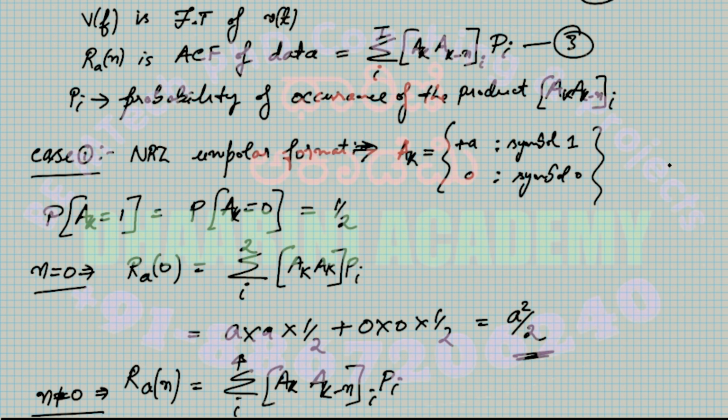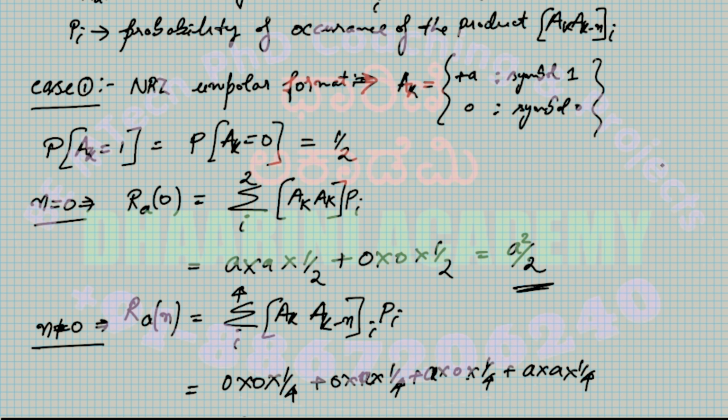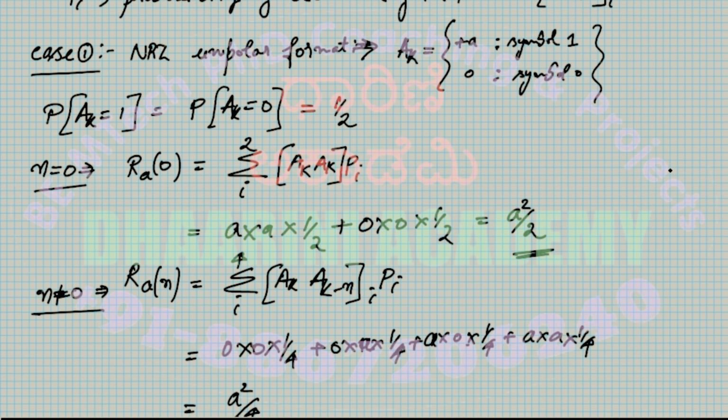Now, only very standard waveforms will be considered. The first waveform is NRZ unipolar, widely used in communication. That's why this is the first one. How do you represent that? I have two levels: Ak is equal to plus A for symbol 1 and 0 for symbol 0. I also need the probabilities to substitute. We assume the equiprobable case, so Ak is A and Ak is 0 both occur with equal probability, equal to half.